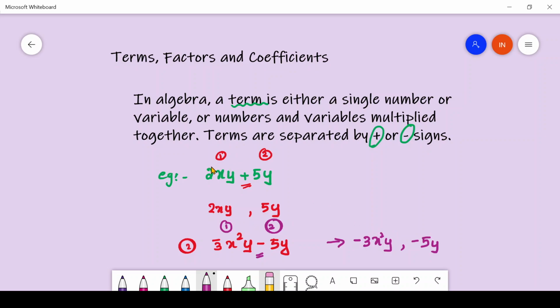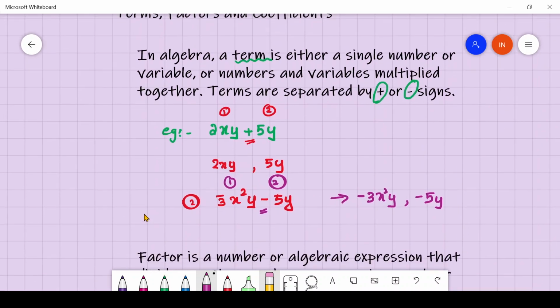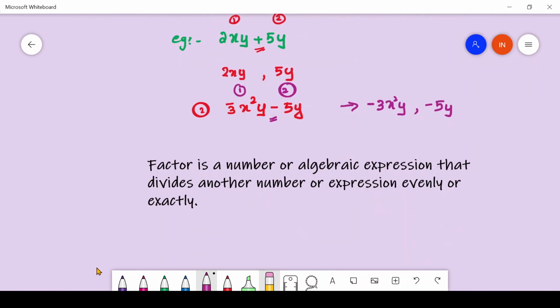In the first case we got a positive expression. Both the terms are positive, that is why we have not written the positive sign. But for the negative, always remember to take the negative along with the terms. Let us see what are factors now.